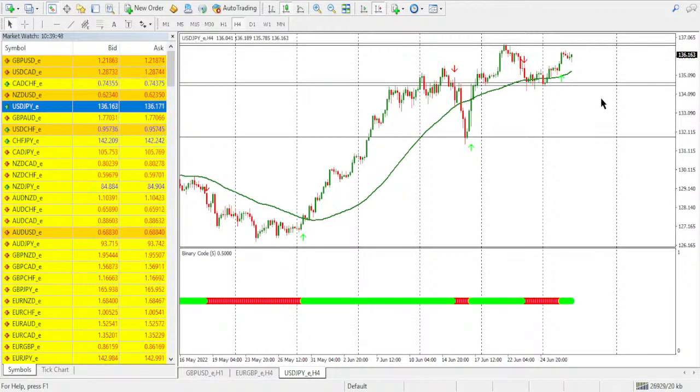And on the other side, if the price bounces off from this level here, then that will be the best place to look for a sell position from. We expect the sellers to push price down at least up to this level here, these two lines. My next chart is Euro USD.